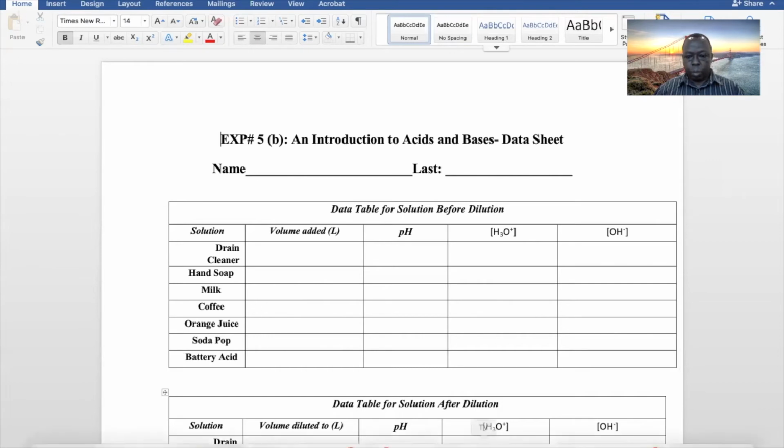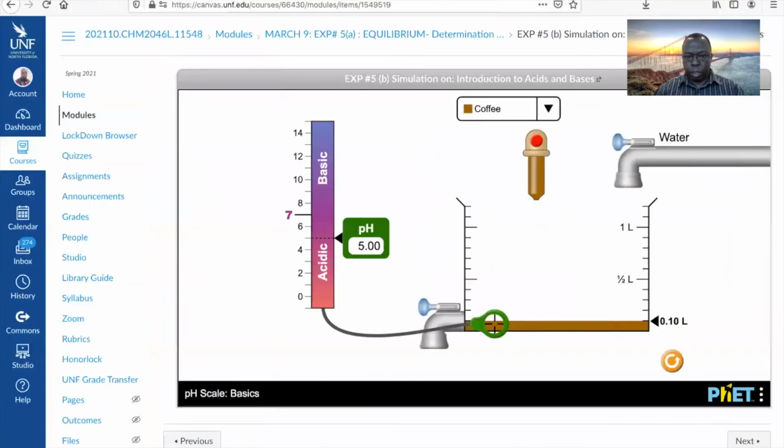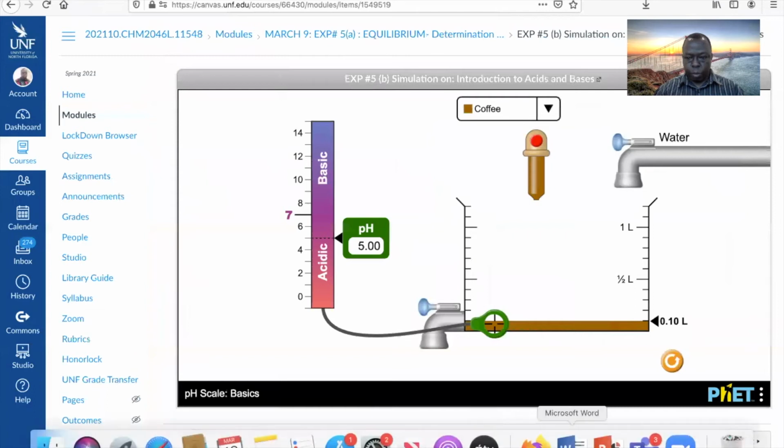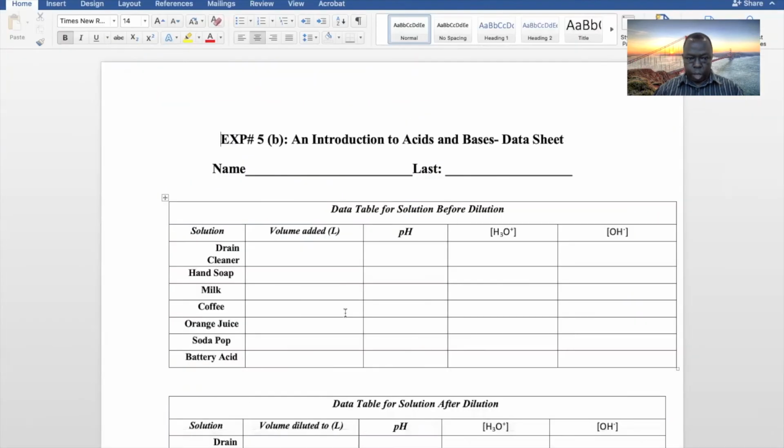So what was my pH here? Let's see, pH was 5. So what I'll do is I'm gonna put 5. Please record with the correct units. All right, 5.0.